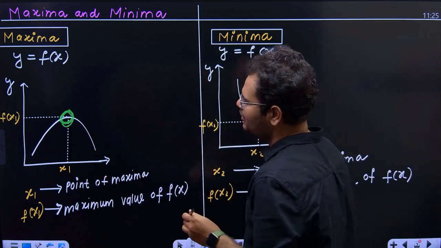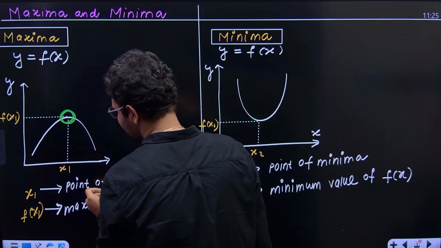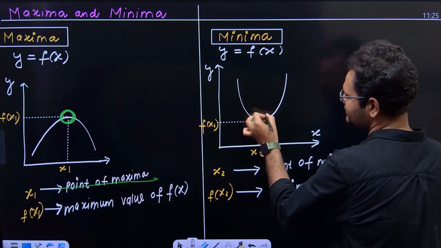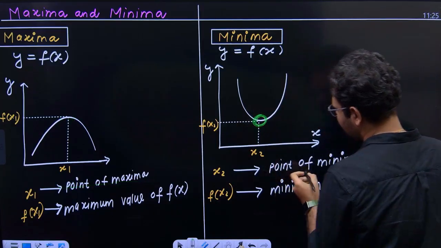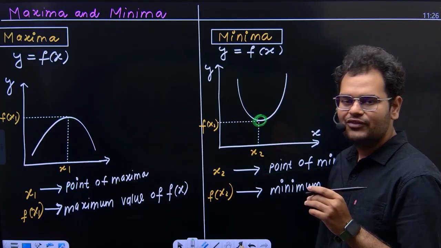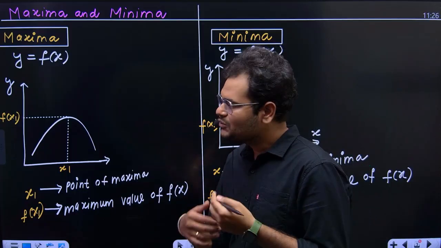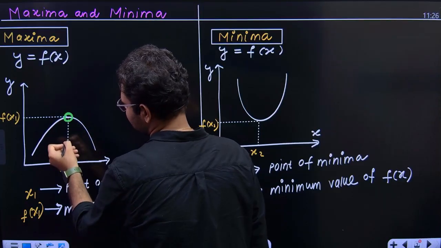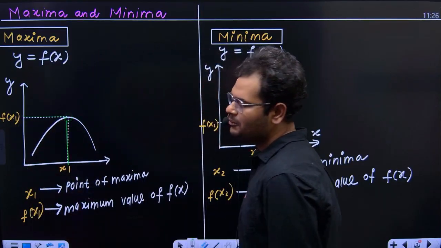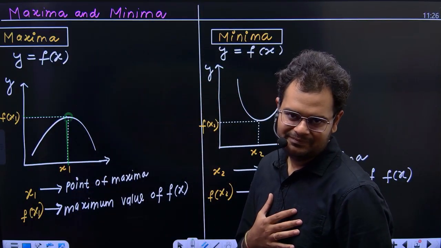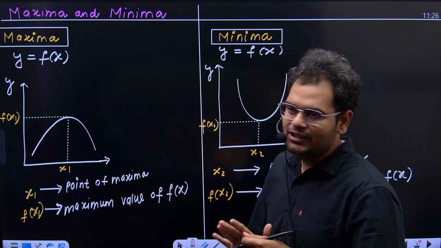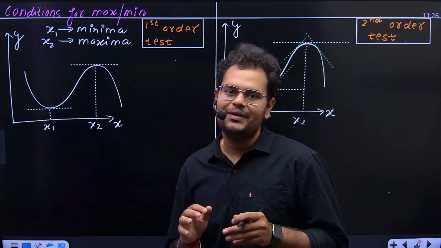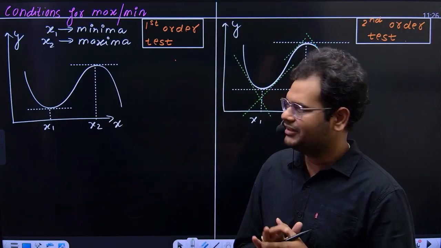So the point where function takes maximum value is called as point of maxima, and the point where function takes negative or say minimum value, it is called as point of minima, right? Then next question comes in our mind, sir, if we know at what x my y is maximum, but then how to find maximum value of y, or how to find minimum value of y? So for that we need to understand conditions for maxima and minima, very important condition.